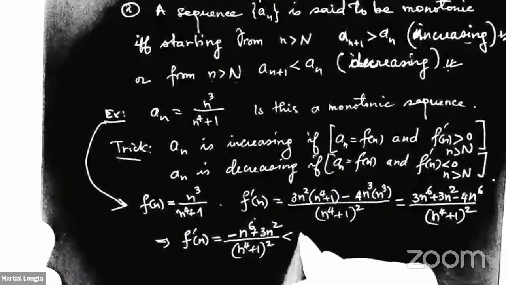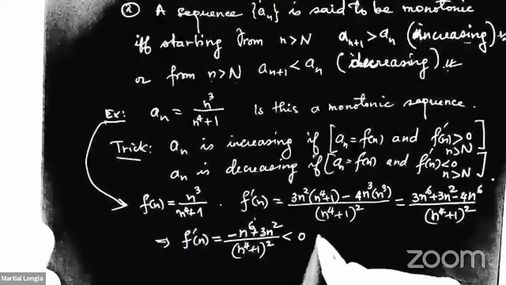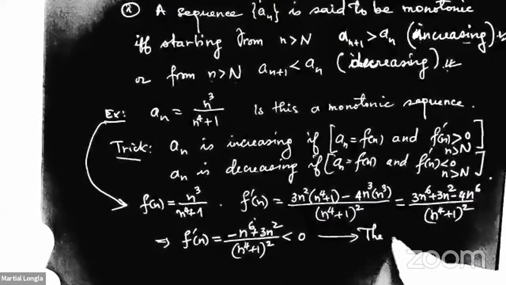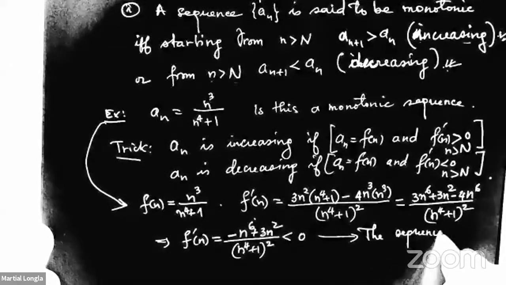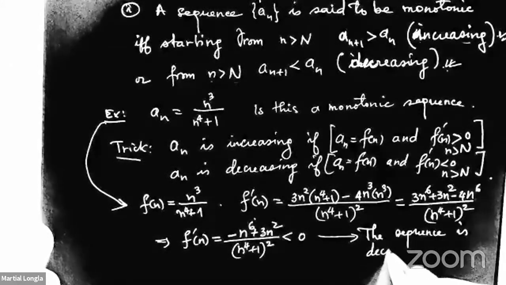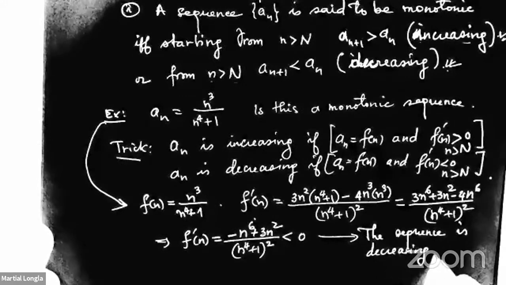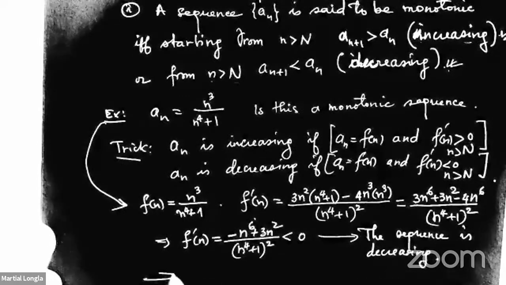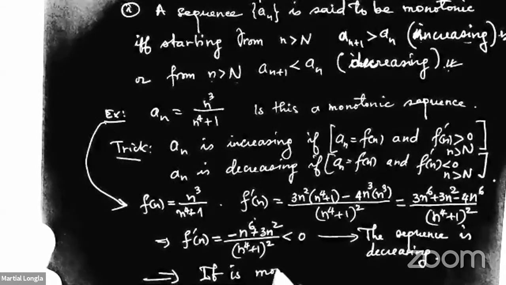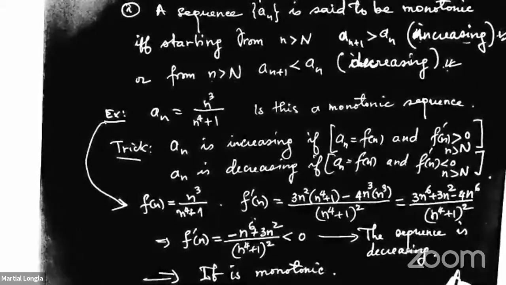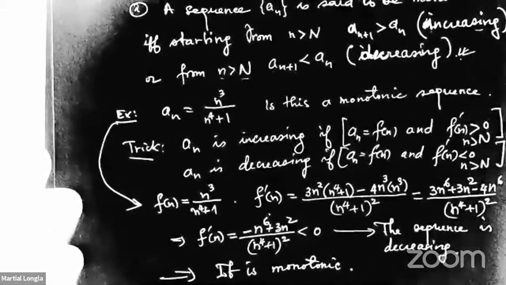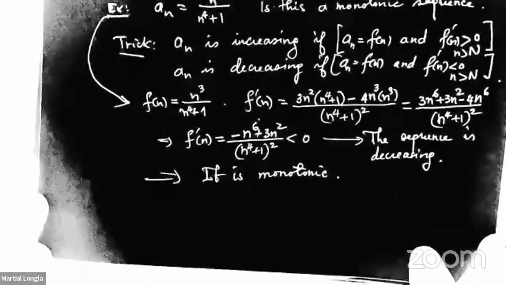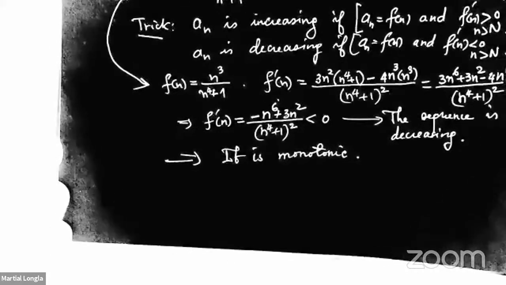Okay, so this is negative as we said, which means that the sequence is decreasing. And if it's decreasing, that also means that it is monotonic. So why is it important, that notion of being monotonic? Let's get the next notion that helps with that one.